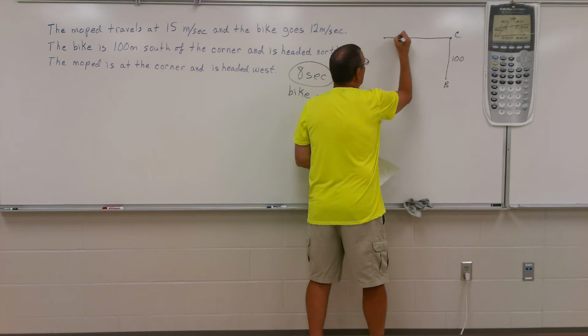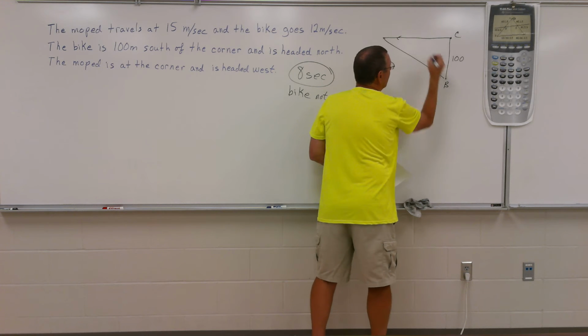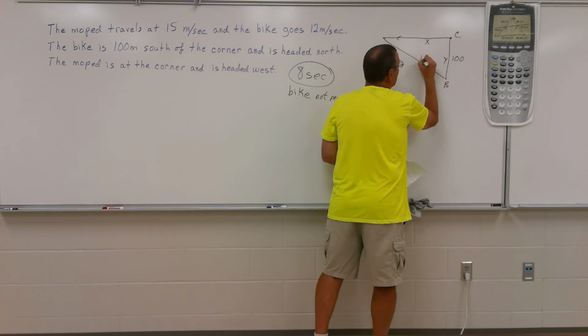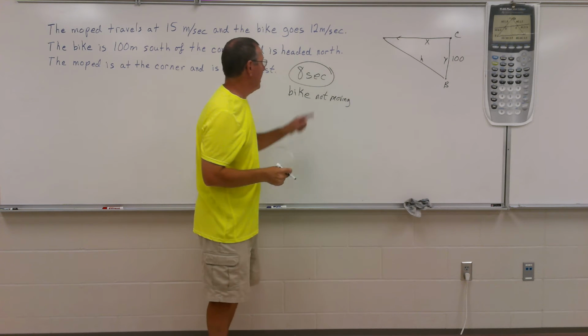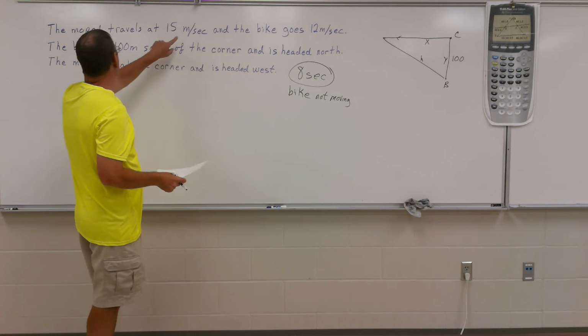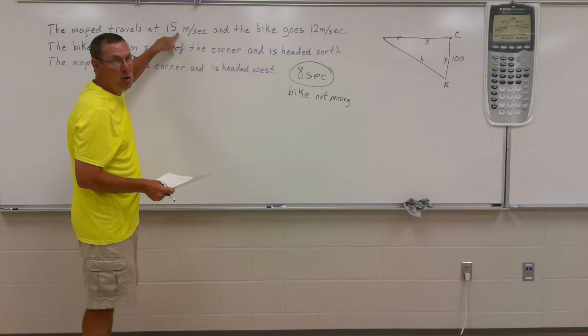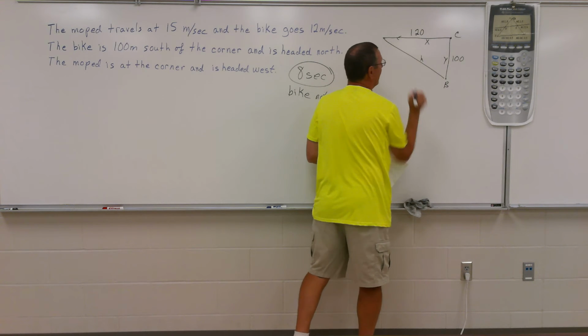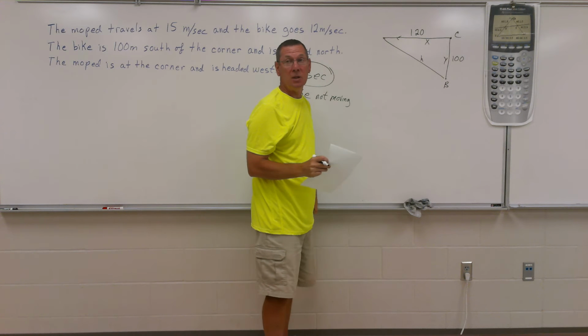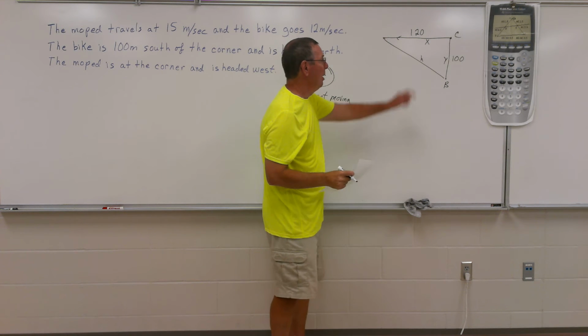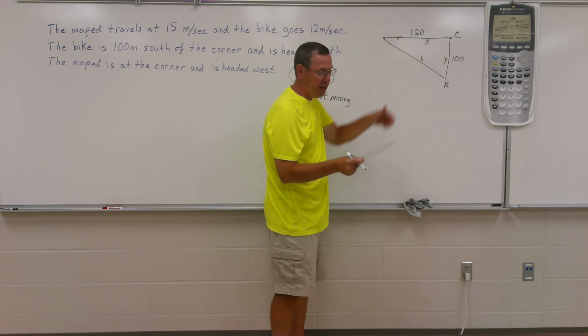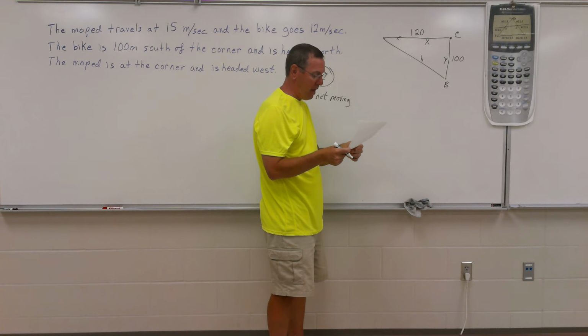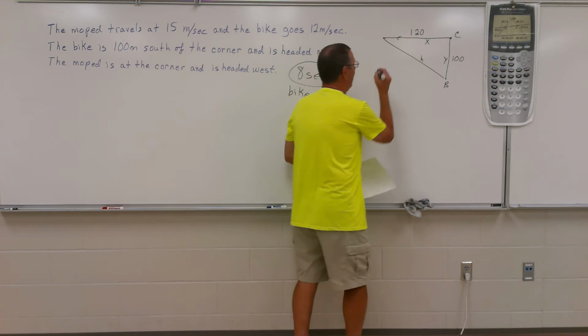Okay, the moped is moving. There's my X, there's my Y, there's my hypotenuse. 8 seconds. The moped is going 15 meters per second, so 8 times 15 would be 120. Then we're set up to go. Little Pythagorean theorem, 100 squared plus 120 squared equals that hypotenuse squared, and I came up with square root of 24,400.